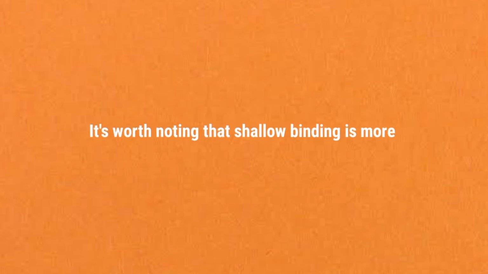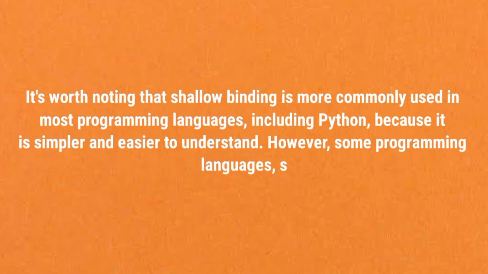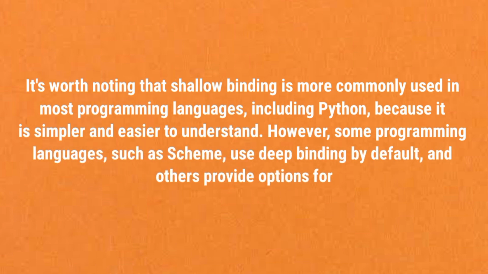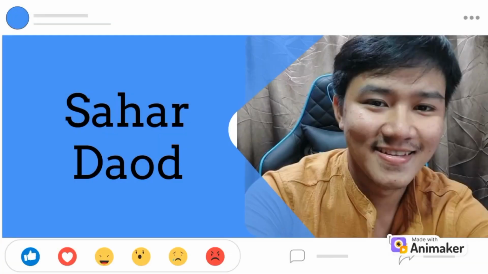It's worth noting that shallow binding is more commonly used in most programming languages, including Python, because it is simpler and easier to understand. However, some programming languages, such as Scheme, use deep binding by default, and others provide options for using either shallow or deep binding depending on the need.